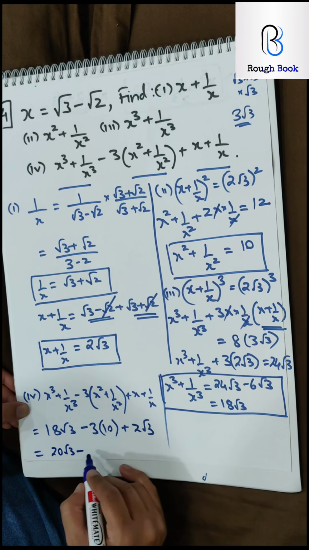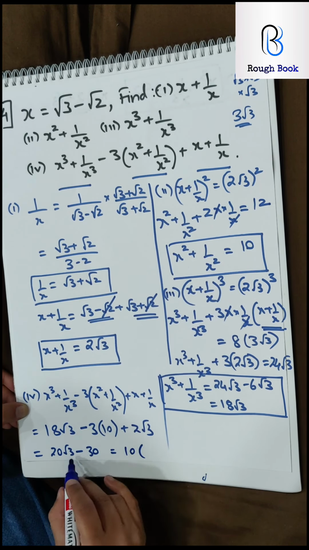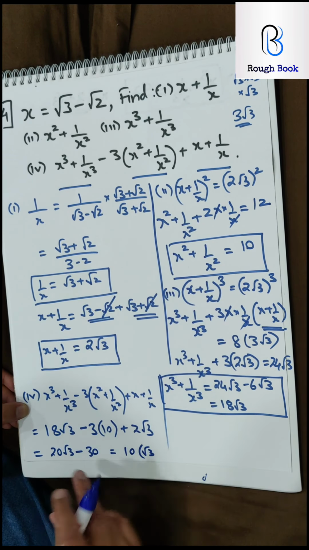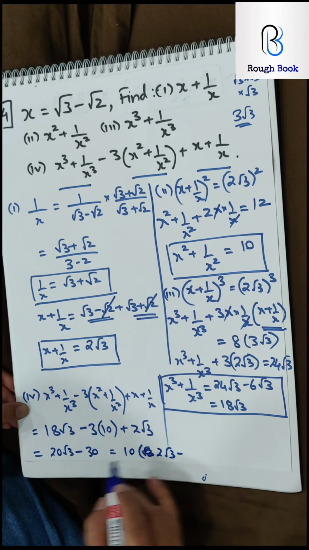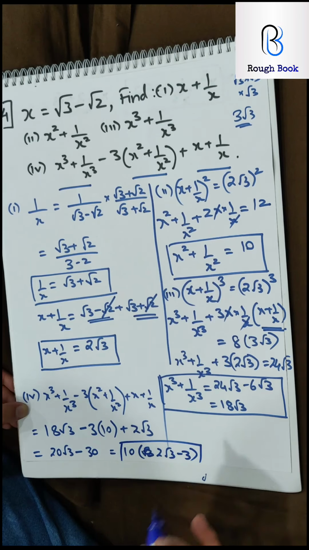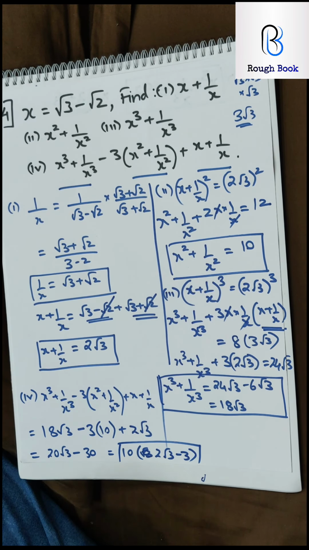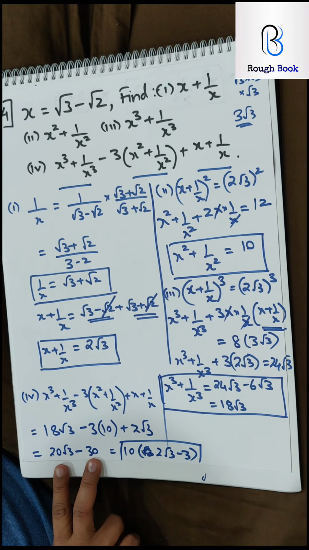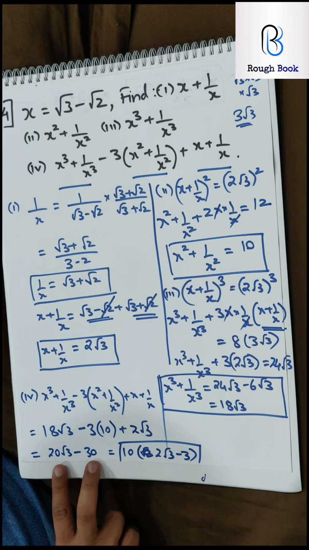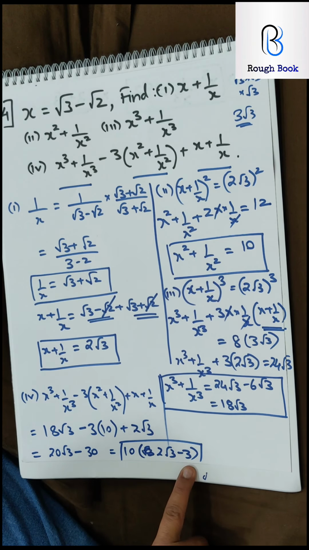root 3 minus 30. I can pull 10 common, so this will look like 10 times 2 root 3 minus 3. So that should be my final answer. I have pulled 10 common. Now there are a few questions here. People ask me whether if they don't remove the 10 common and they just write it here, it should not be a problem, but why should we cultivate such habits? Better to remove 10 common and then write the final part.